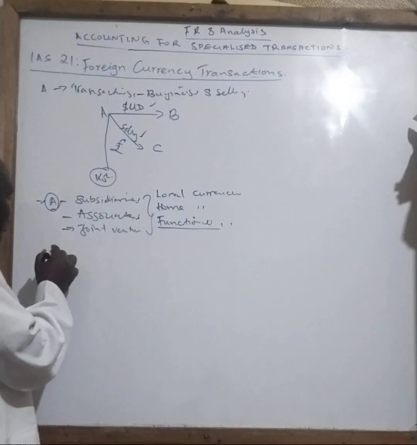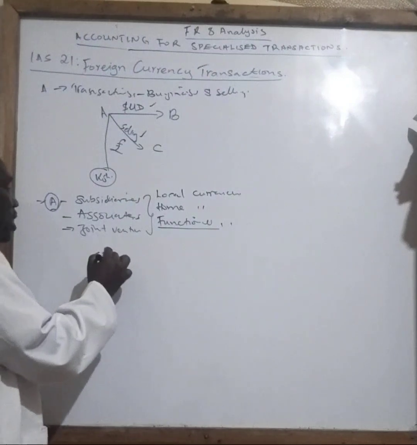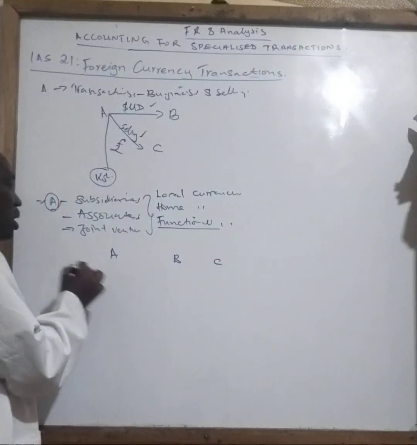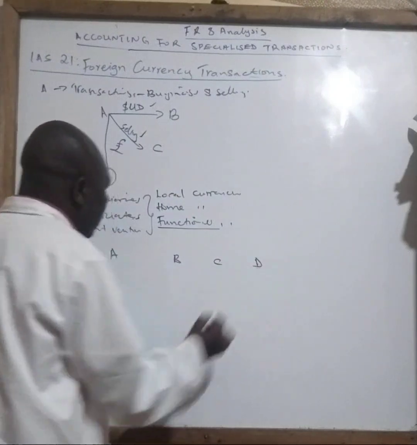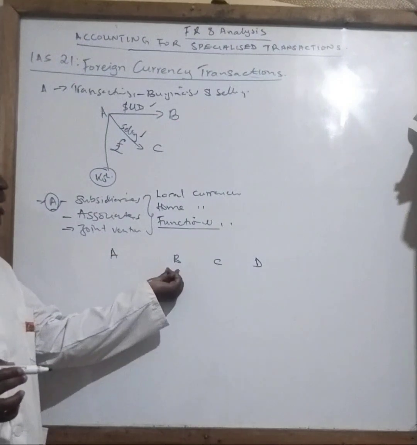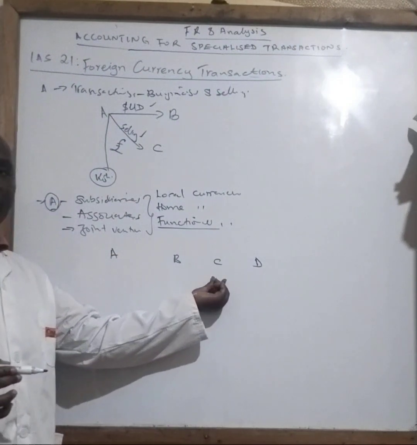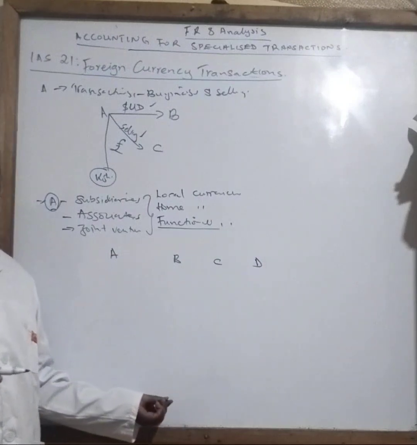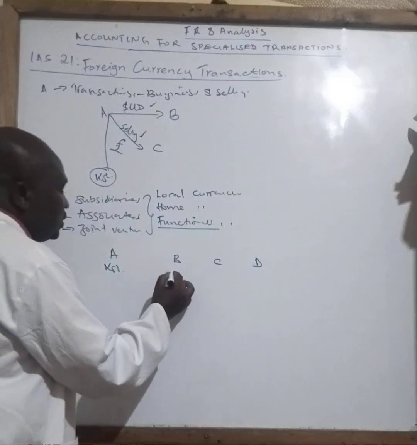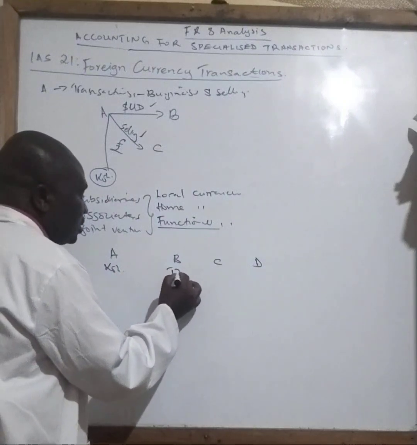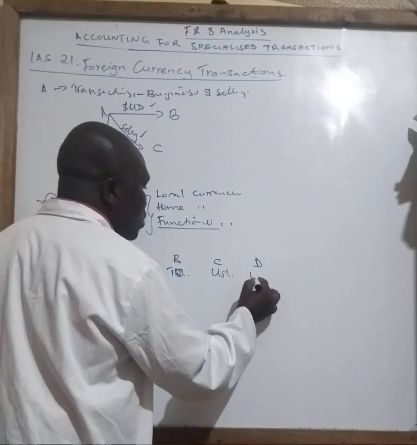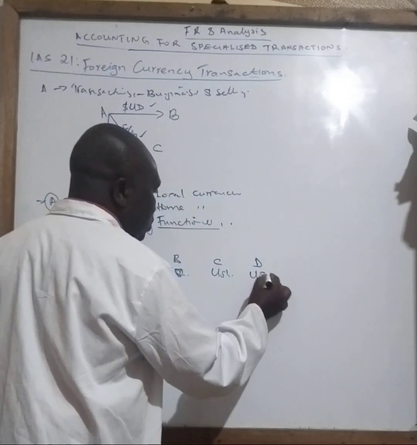For example, assuming company A has this one, we have A here, we have B here, and we have C, and then maybe D here. So A is the parent company, B is a subsidiary, C is an associate, and D is a joint venture. For this case now, this is Kenya shillings. This is Tanzania shillings. This is Uganda shillings. And this is US dollars.